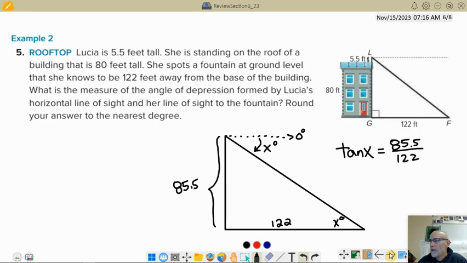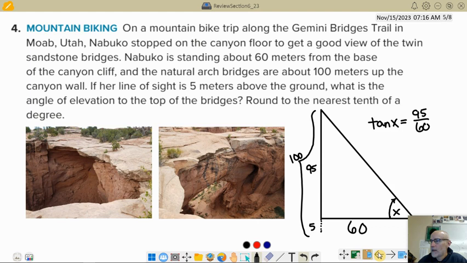And then inverse tangent, of course, on that one, right? We want to go inverse tangent of 95 over 60. Let me write that down real quick, just in case you're like, wait a minute, how is he getting that? So I get inverse tangent of 95 over 60, okay?